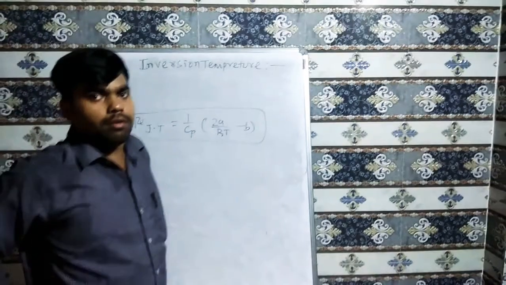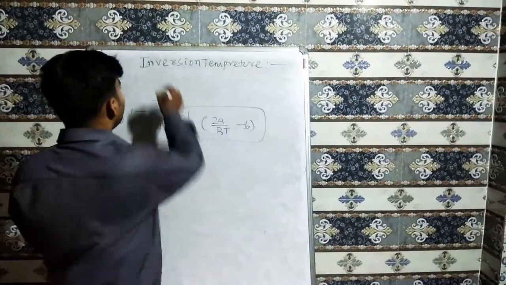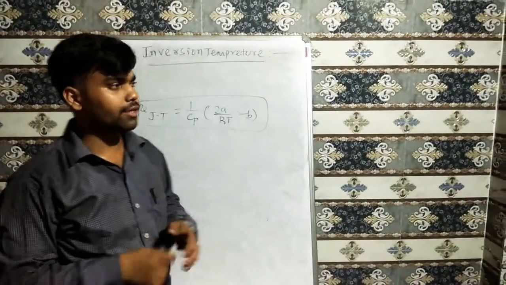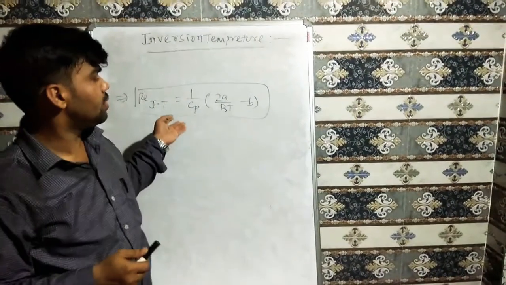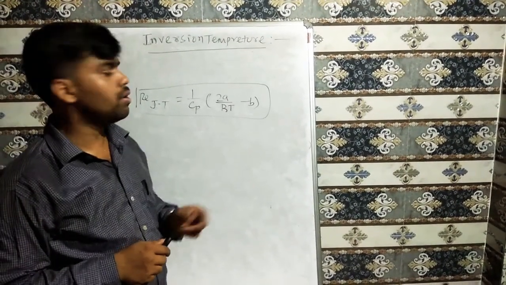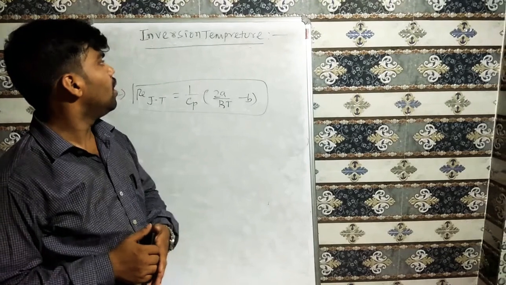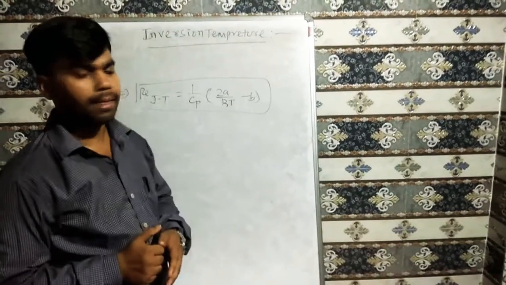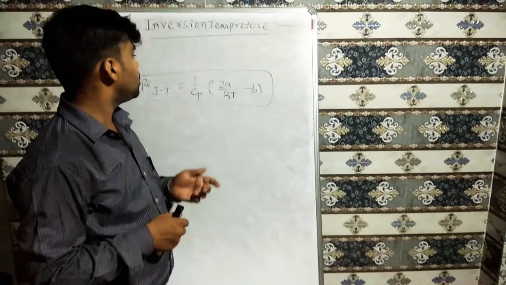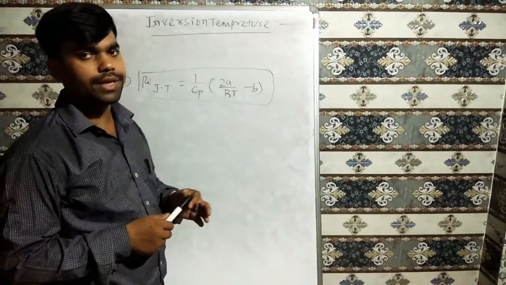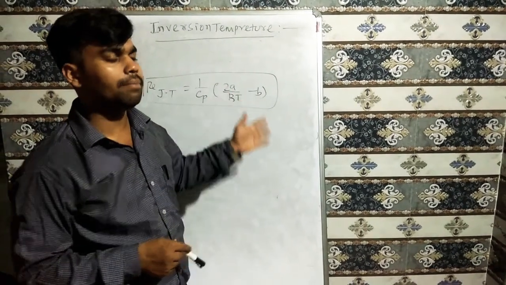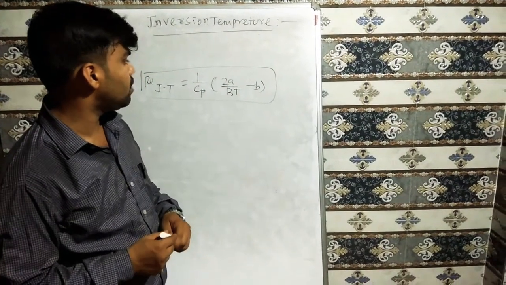Okay, now let's see the inversion temperature. What is inversion temperature? The temperature at which the Joule-Thomson coefficient for a real gas is 0 is called the inversion temperature.